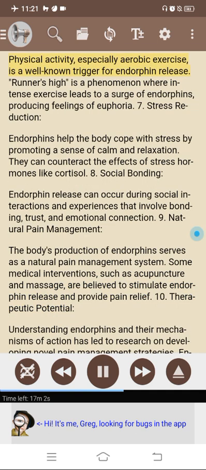6. Exercise and endorphins. Physical activity, especially aerobic exercise, is a well-known trigger for endorphin release. Runner's high is a phenomenon where intense exercise leads to a surge of endorphins, producing feelings of euphoria. 7. Stress reduction. Endorphins help the body cope with stress by promoting a sense of calm and relaxation. They can counteract the effects of stress hormones like cortisol.